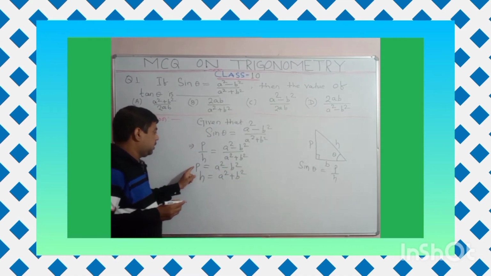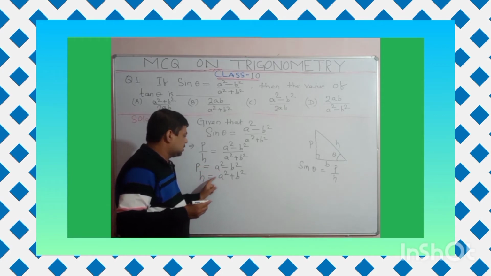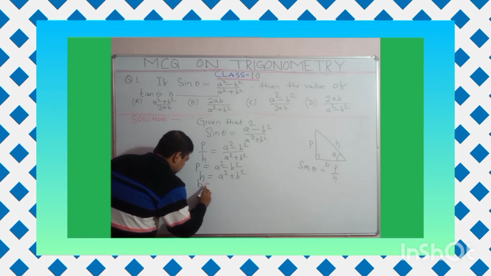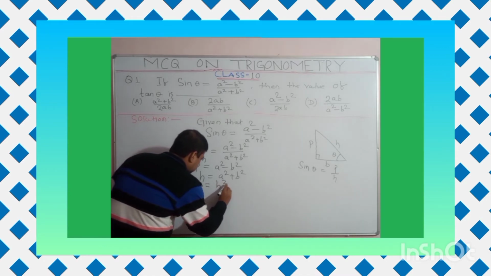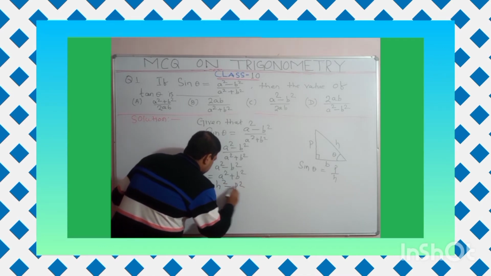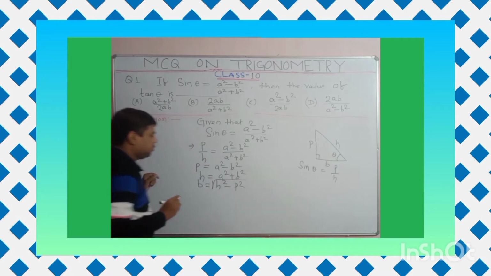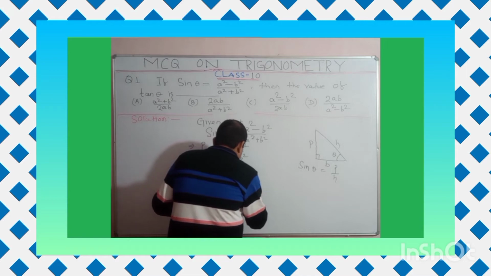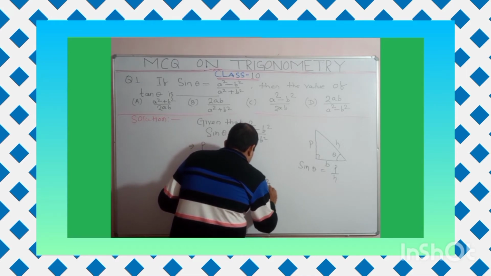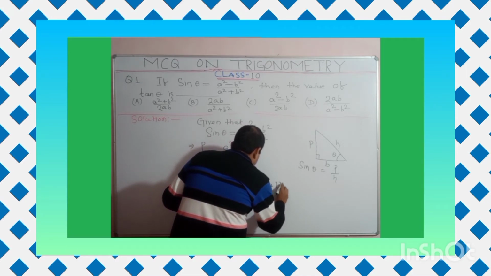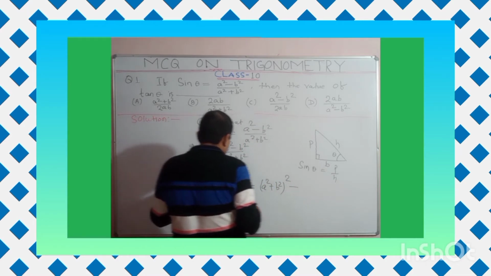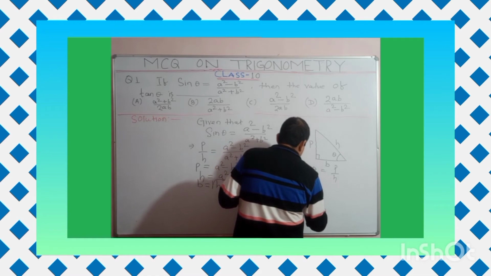Understand? So your perpendicular is given, the hypotenuse is given, so you have to find the base, which stands for the adjacent side. According to Pythagoras theorem, the base is the square root of h square minus p square, all of you know. So here the hypotenuse is given: a square plus b square whole square, minus the perpendicular a square minus b square whole square.